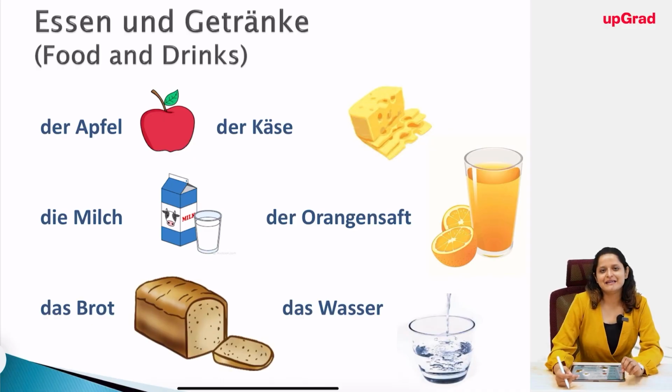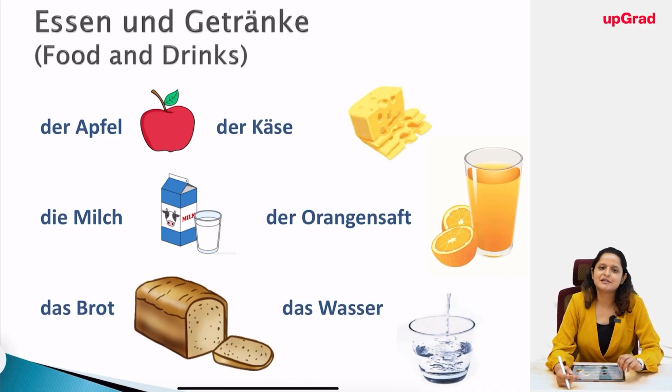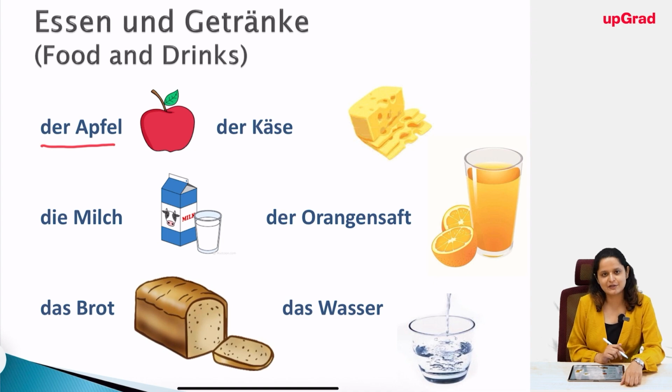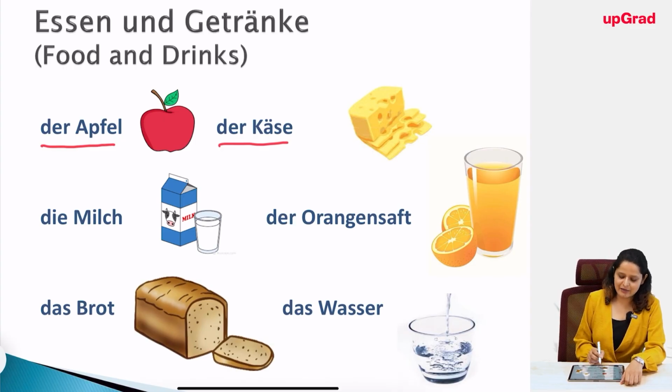Hi, now we will be learning some basic nouns pertaining to food and drinks. So what I have here for you are some basic nouns pertaining to food which we use day in and day out. So the first noun that we have is der Apfel. Apfel is a masculine noun and the article here is der. So der Apfel. The next noun that we have is der Käse. Käse means cheese. The third noun that we have here is die Milch, which is milk.